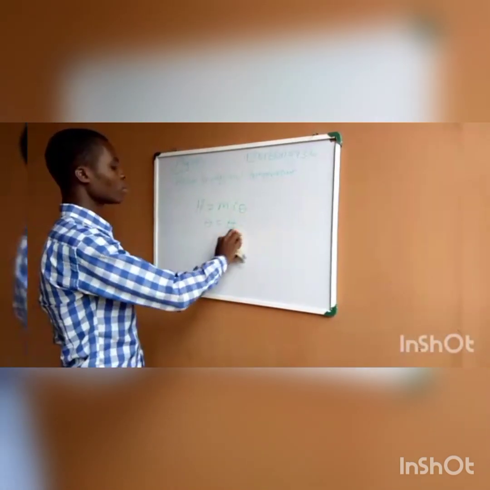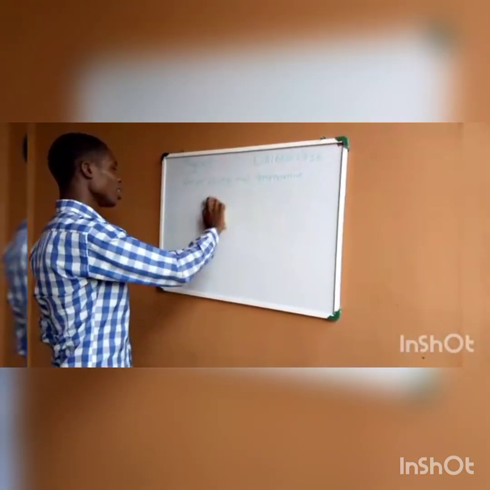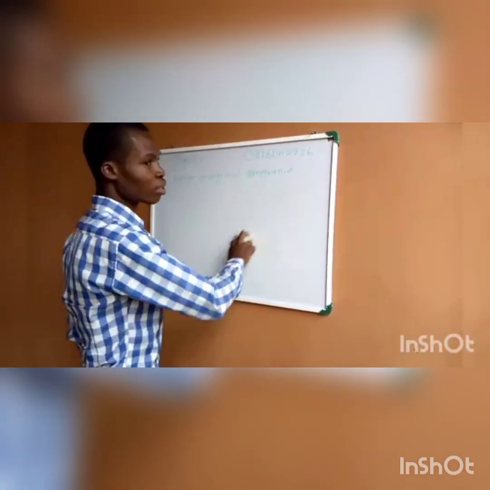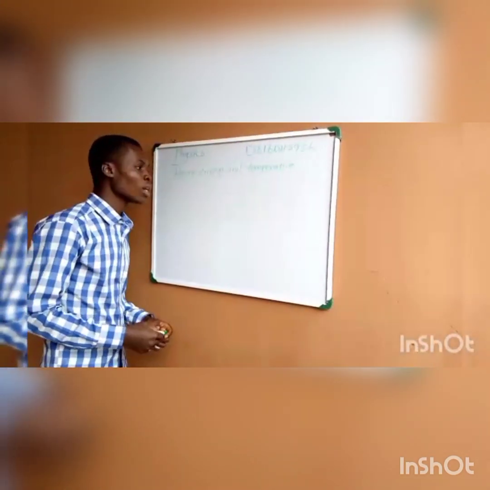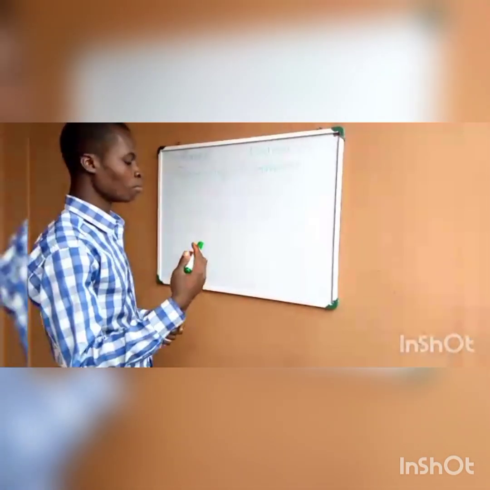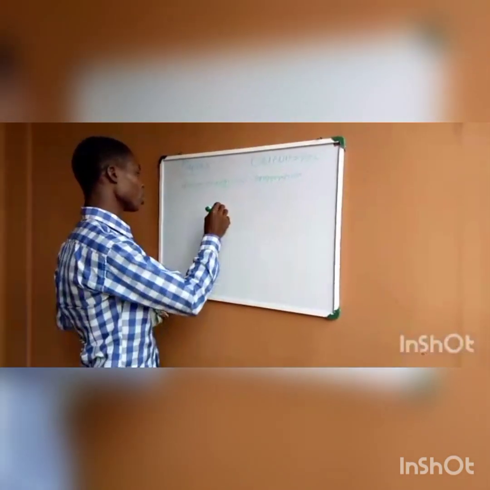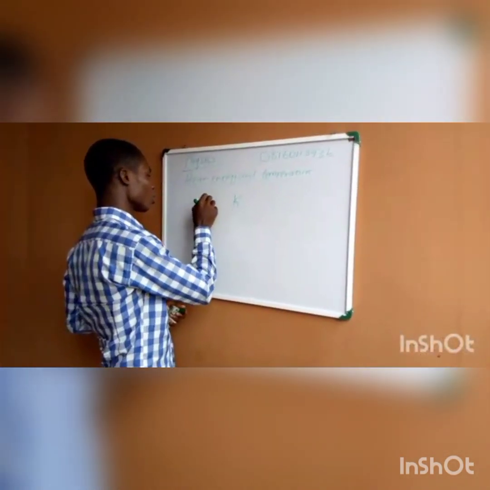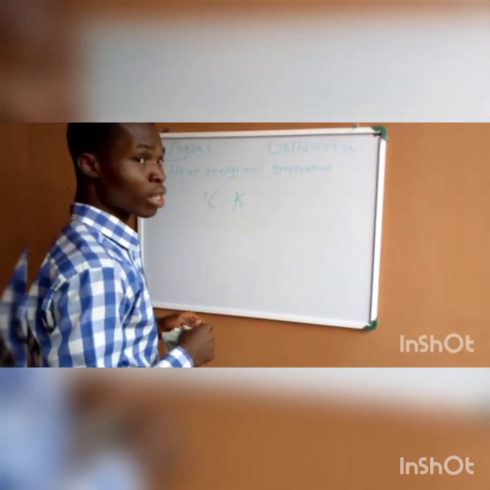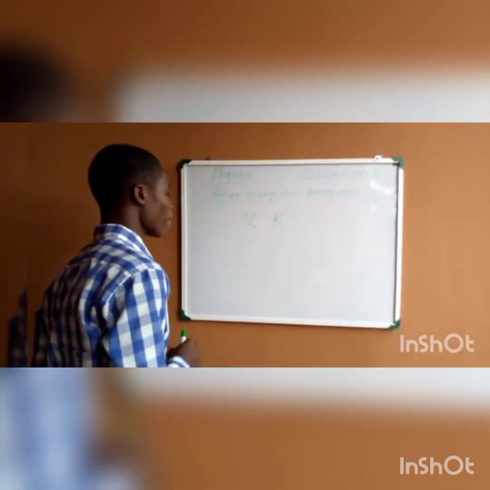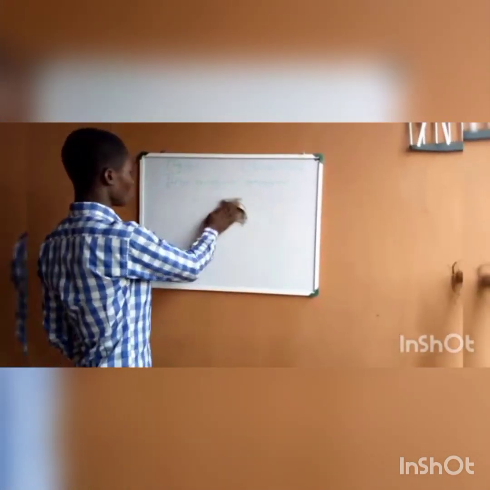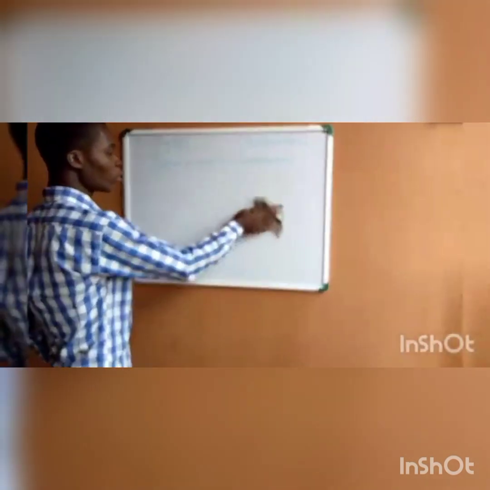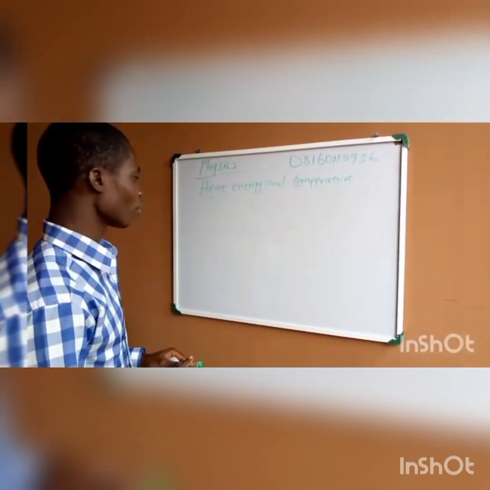Okay. We have that temperature is the degree of hotness or coldness of the body, and we measure temperature in degrees Celsius or Kelvin, using the instrument known as a thermometer. So a thermometer is an instrument used to measure temperature. We have types of thermometer.